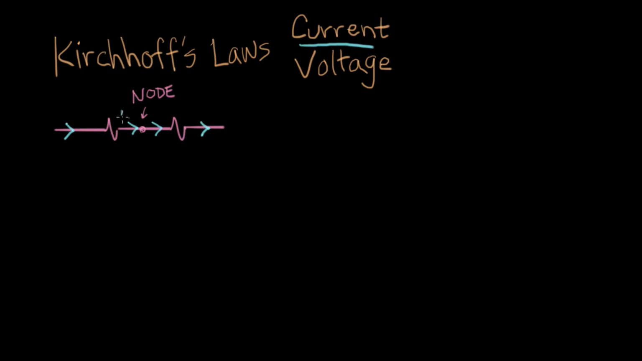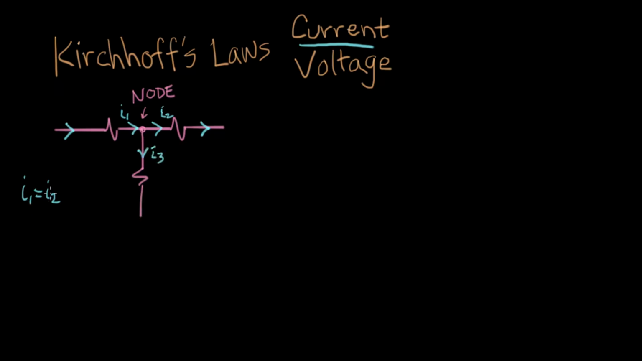We'll call this current I1, and we'll call this current I2. And we know we can just write right away I1 equals I2. That seems pretty clear from our argument about charge. Now let me add something else here. We'll add another resistor to our node, like that. And now there's going to be some current going this way. Let's call that I3.